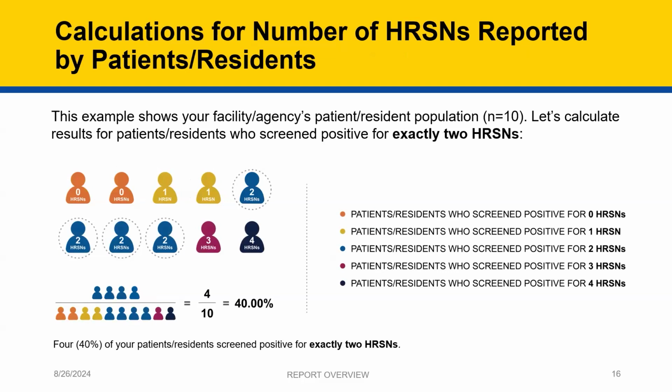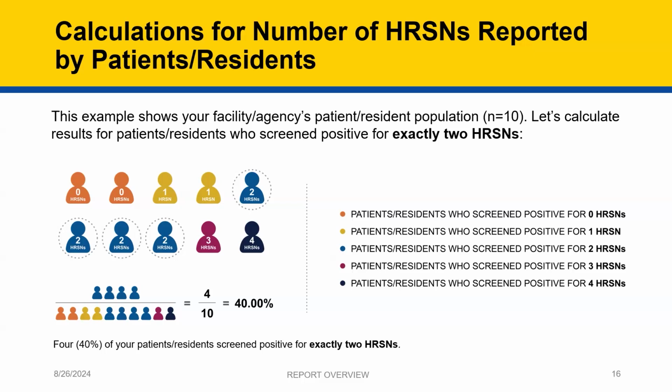Now let's move on to calculations for the final group of results, the number of HRSNs reported by patients or residents. At each facility or agency, patients or residents will have a varying number of HRSNs ranging from 0 to 4. The graphic on this slide shows an example of a new facility or agency with 10 patients or residents, and in this case, their colors represent the number of HRSNs reported.